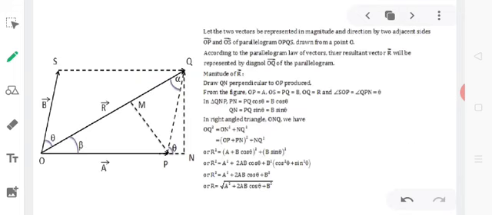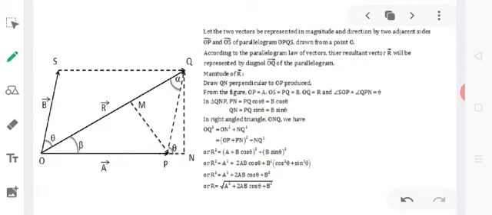Again, we shall be finding out the magnitude of the resultant vector. For this, we shall refer to this picture in which you can see the parallelogram. And as you can see, we have represented the vectors. Let the two vectors be represented in magnitude and direction by the two adjacent sides OP and OS of parallelogram OPQS drawn from point O. According to parallelogram law of vectors, the resultant vector R will be represented by the diagonal OQ of the parallelogram.